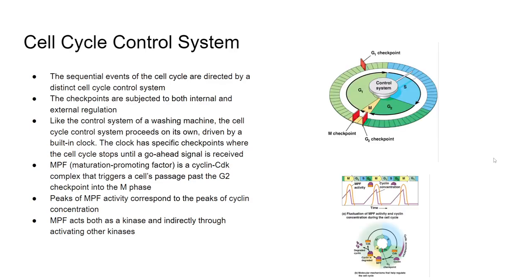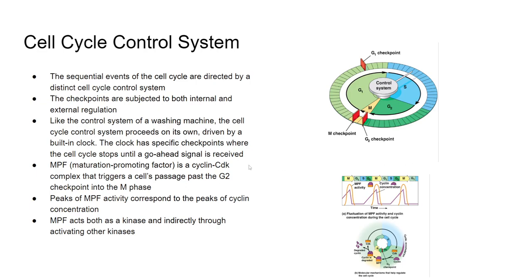I also want to go over the idea of the cell cycle control system. The sequential events of the cell cycle are directed by a distinct cell cycle control system. The checkpoints are subjected to both internal and external regulation. Think of it as the control system of a washing machine. It proceeds on its own, driven by a built-in clock, and has specific checkpoints where the cell cycle stops until a go-ahead signal is received.